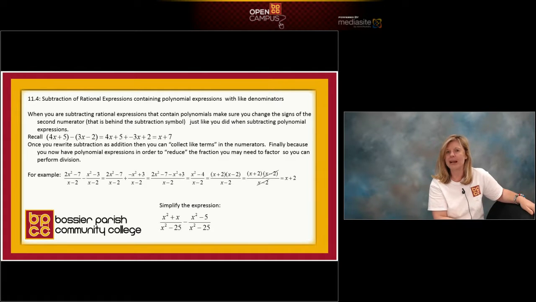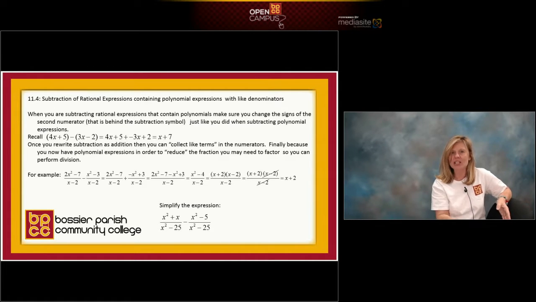I have the binomials 4x plus 5, and I want to subtract 3x minus 2. So first of all, we know we can't subtract because we're stuck in parentheses. So in front of our first set of parentheses, 4x plus 5, there's an invisible 1. So that means 1 times 4x plus 5 would be 4x plus 5. In front of our other set of parentheses, 3x minus 2, there's a negative sign, which means subtracting. And subtract means to rewrite as adding the opposite.